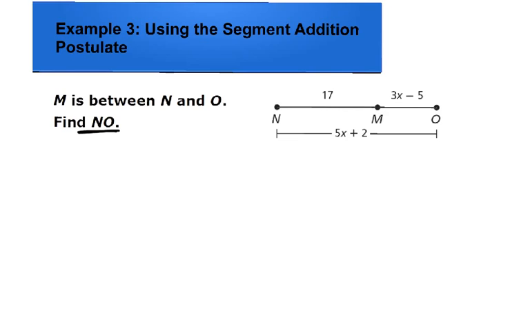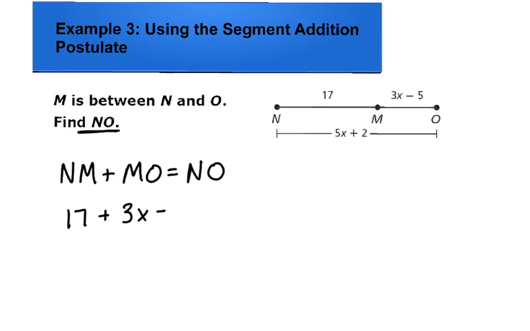Okay, so using our segment addition postulate, let's state it using N, M, and O. It's going to be NM plus MO is equal to NO. Now let's plug in the values that we have in this diagram. NM, that is 17, and our MO, that is 3x minus 5, and then our NO we are given is 5x plus 2.